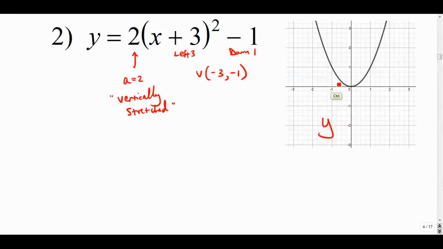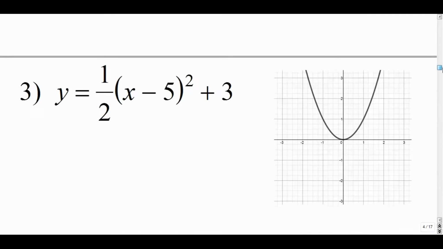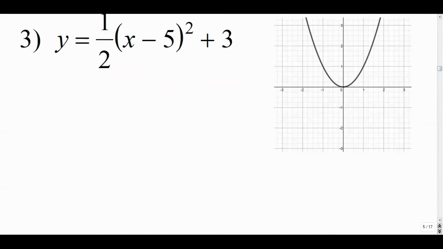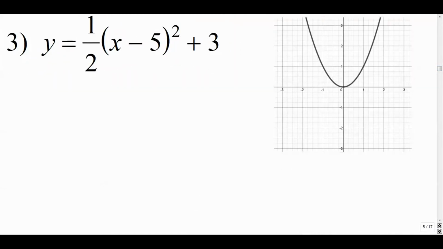But this one is not just 2x squared, it's 2 and then this whole business where we move left 3 and down 1. So our new vertex is down here, and it's not going to be exactly the same shape as this, it's going to be slightly skinnier. So there you go. Number 3. So now our a term is a fraction, so that's a vertical squish or compression. It's going to basically just squish it down.